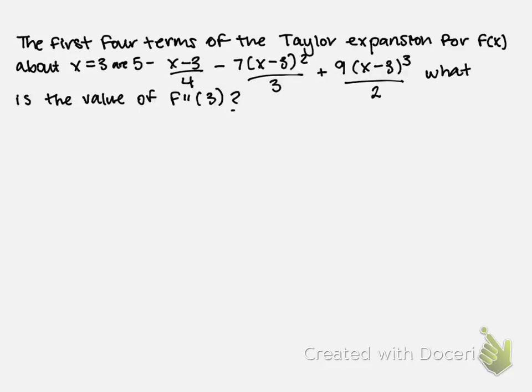So the question is asking us the first four terms of the Taylor expansion for f of x about x equals 3 are 5 minus (x minus 3) over 4 minus 7(x minus 3) squared over 3 plus 9(x minus 3) cubed over 2. What is the value of f double prime of 3?